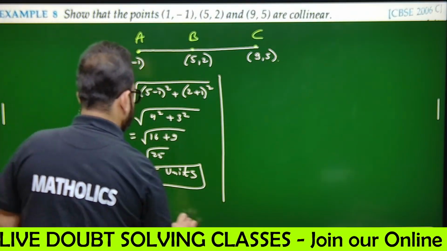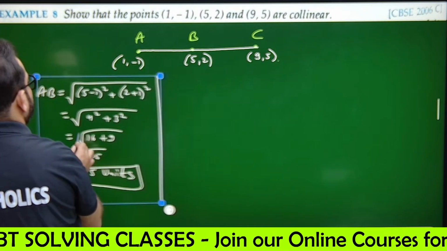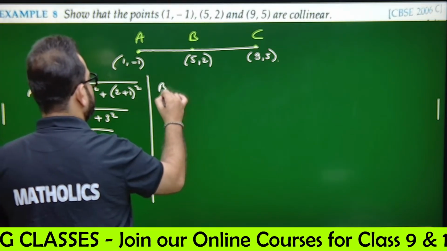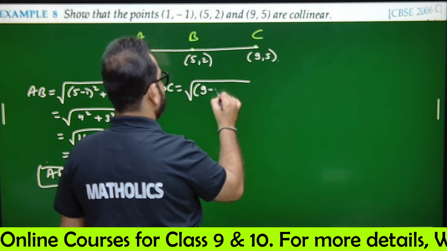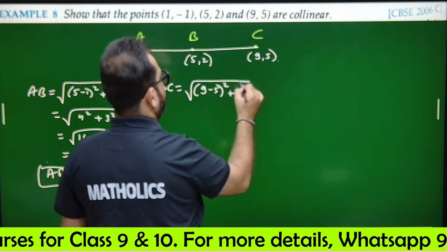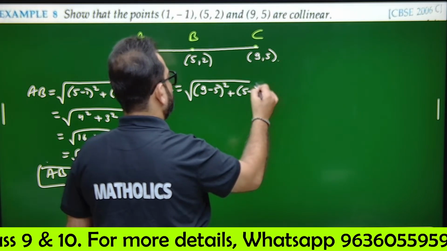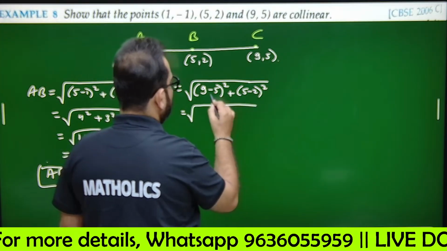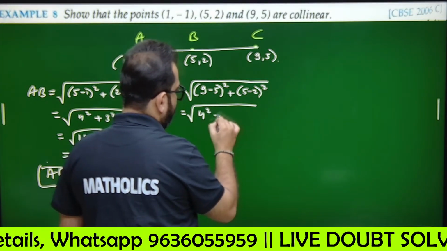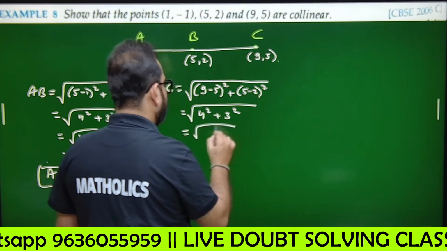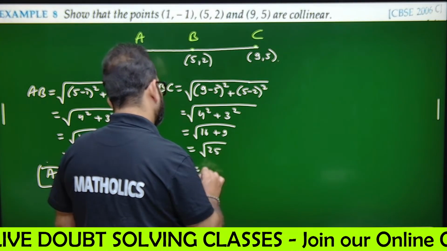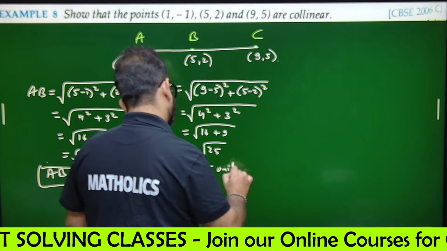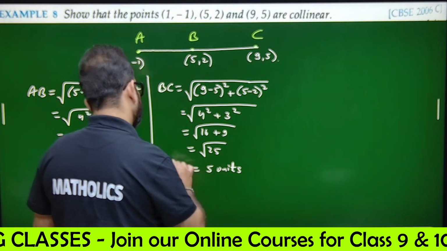Next, you find BC. What will be BC? Anyone in the comments? How to find it? Again, the distance formula. BC will be equal to the square root of (9 minus 5) square plus (5 minus 2) whole square. That is nothing but root of 4 square plus 3 square, which is 16 plus 9, root 25, and that is 5 units. So this is BC.